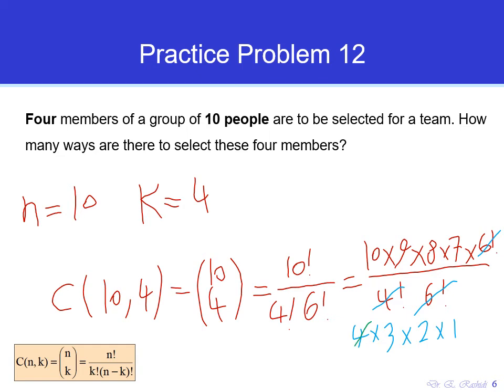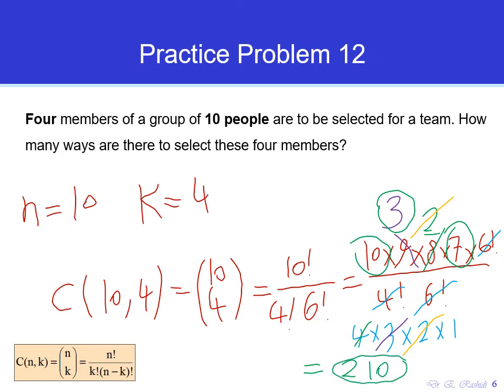So I'm going to cancel out 4 with 8, and that's going to have 2 remaining in the numerator. I'm going to cancel out 3 with 9, and I'm going to have 3. And then I'm going to cancel out 2 with 2 here. So what I have left is 10, 3, and 7, which is equal to 210. So there are 210 different 4-member teams or groups that I can make within 10 different people.